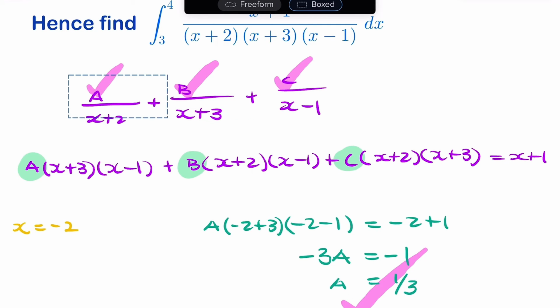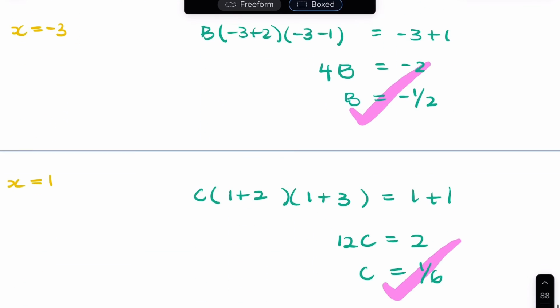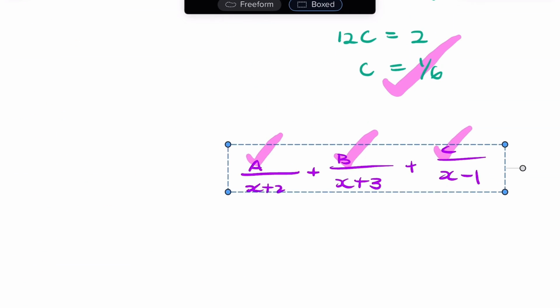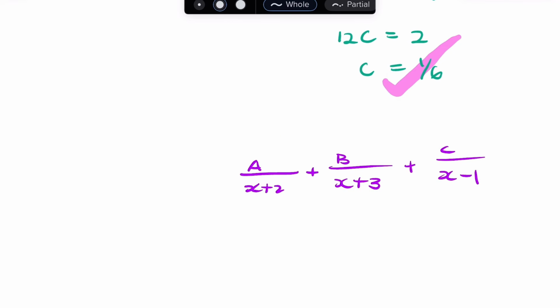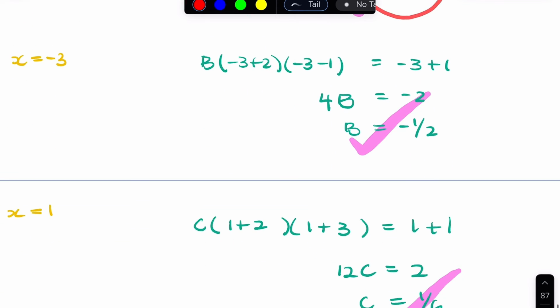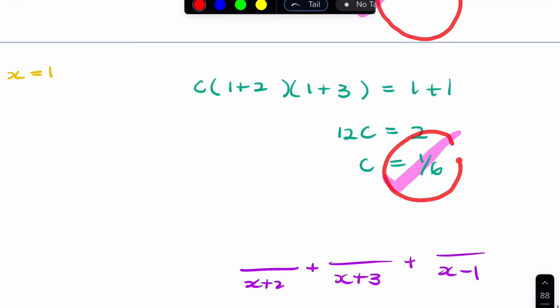So I can write my answer using those three values. I can simply write the expression as, I'm going to replace a, b, and c with the values I found: 1 over 3, negative a half, 1 over 6.